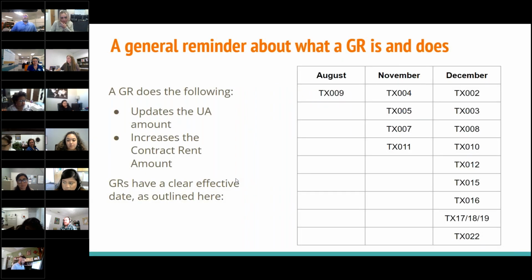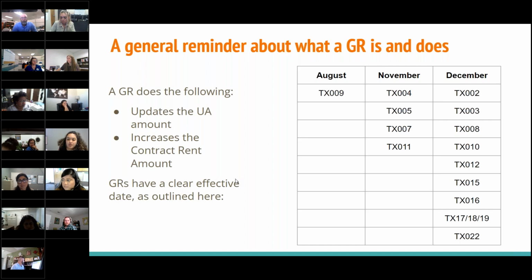Okay, let's talk gross rents. Just a reminder, we talked about this at the managers meeting last month, but there's a couple of things we wanted to add and make sure that we're clear. So gross rent does really two things fundamentally. It updates the UA amount and it increases the contract rent. And that's as of a clear effective date.